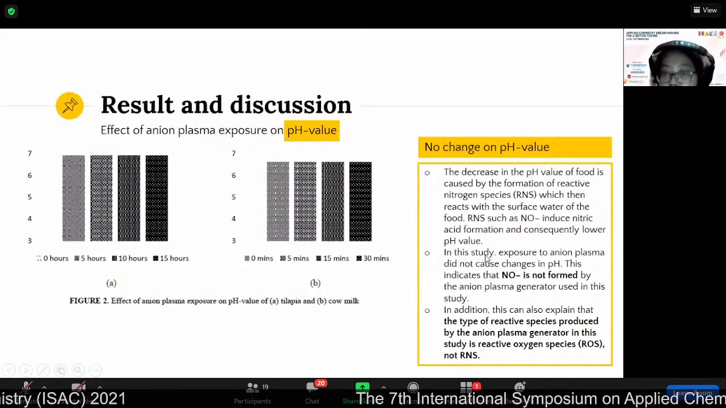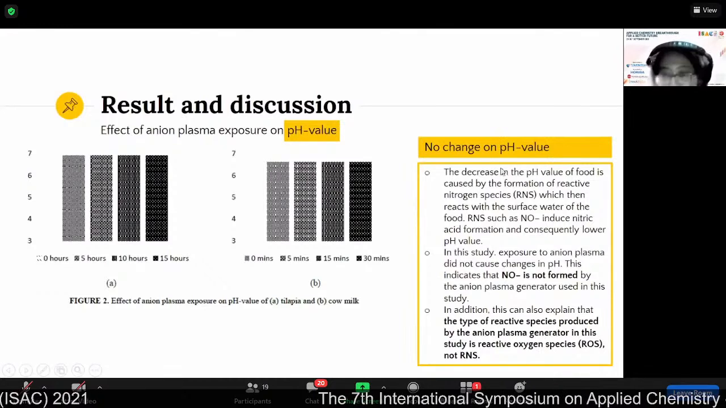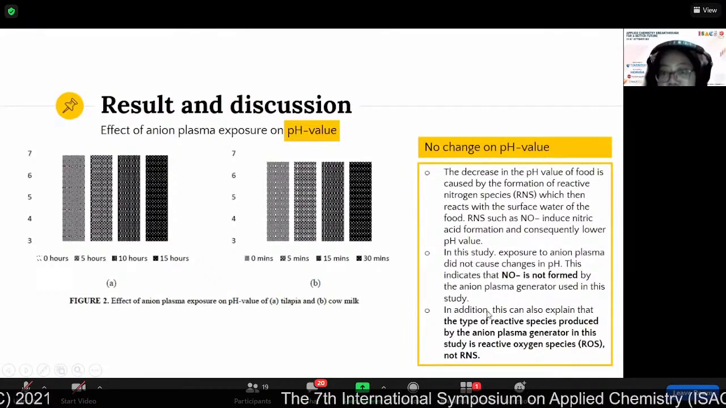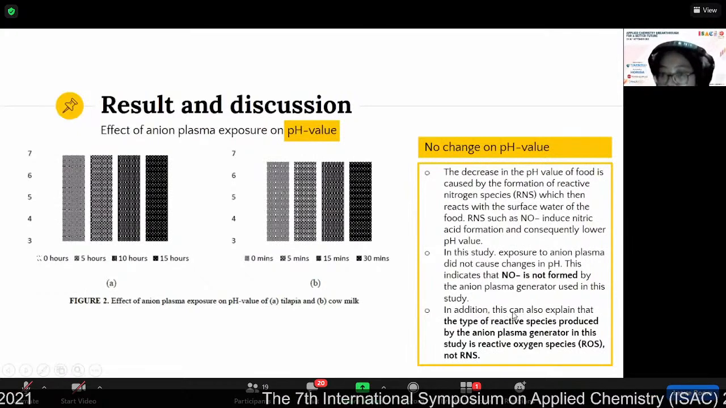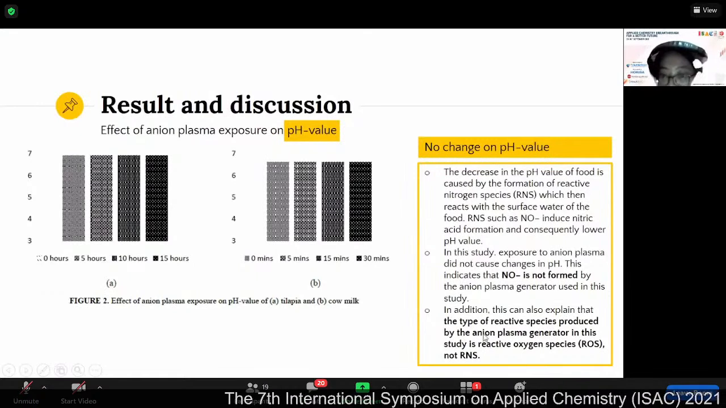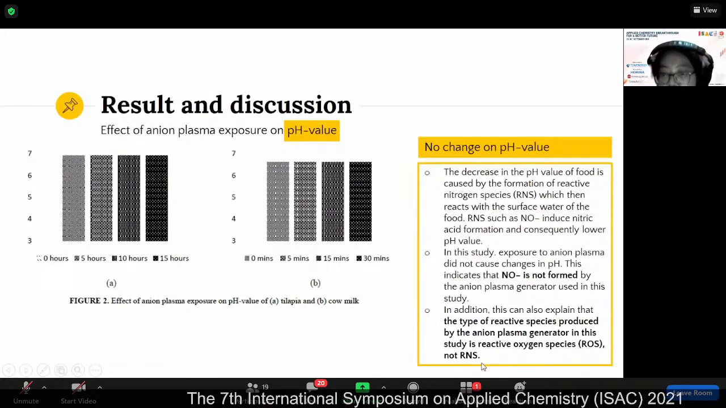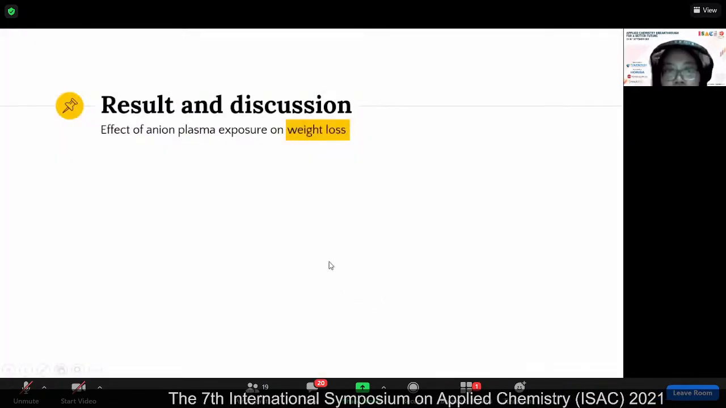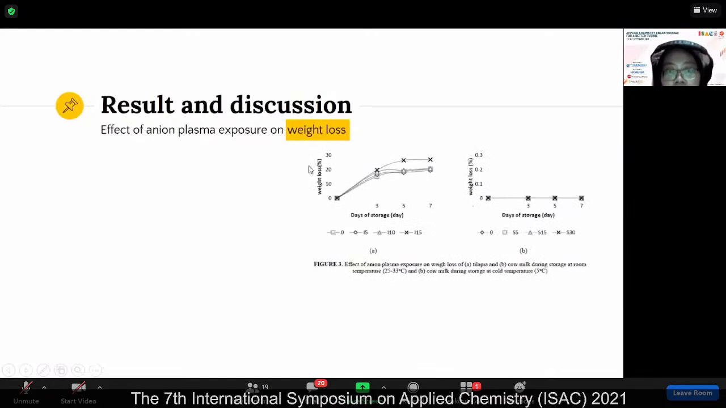In the study, exposure to NM plasma did not cause a change in pH. This indicates that nitric oxide is not formed. In addition, this can also explain that the type of reactive species produced is reactive oxygen species, or ROS, not RNS. And next is the weight loss result.